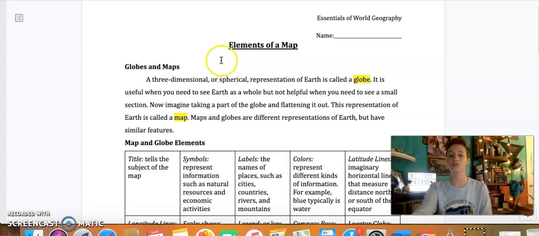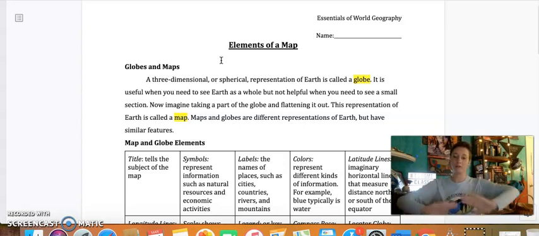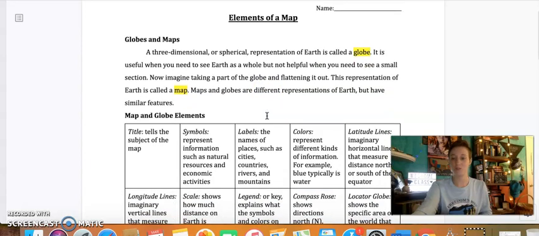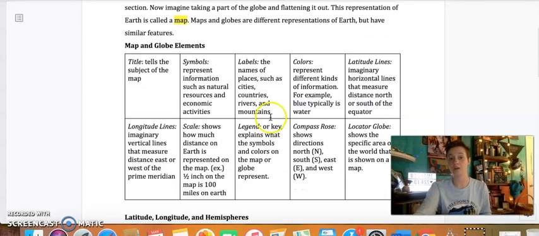So that three-dimensional or the spherical representation of Earth, as we know, is a globe. And it's super awesome when we want to see the Earth as a whole, but when we want to look at a little section, we want to use a map, right? That two-dimensional, that flat, it is a piece of paper. And so they give us a different representation, but they have very similar features to one another. So what are those elements that we can look at?